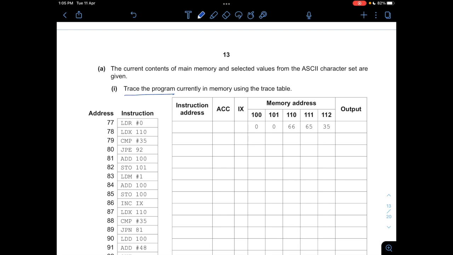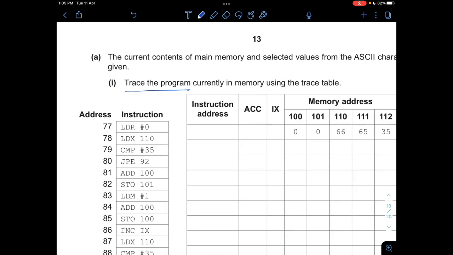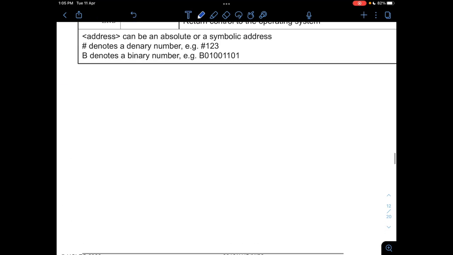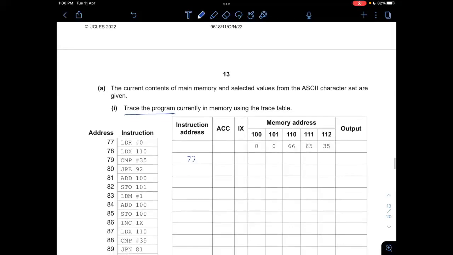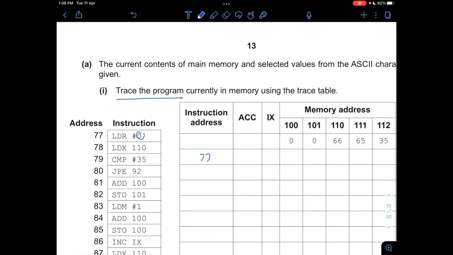So now we're going to trace the program. First of all, the first row has already been drawn for us. So now we're just going to move on to the first instruction, which is address 77, and it says LDR #0. So we need to load the instruction LDR. Look at LDR, it's immediate addressing, and we load the number n to ix. So this is #0, that means we just take the number from here and put it into the index register, which is 0. We move on to address 78.